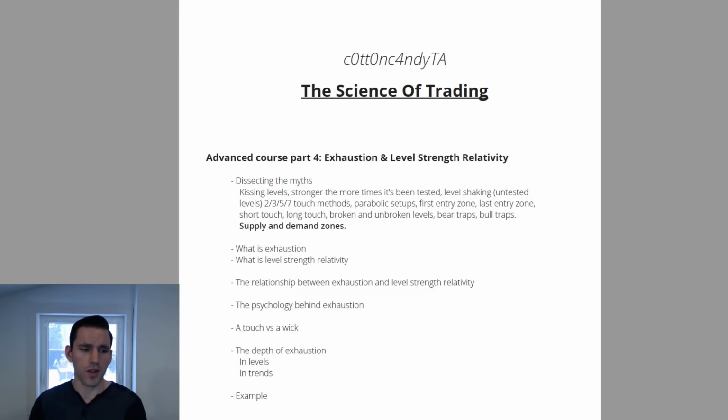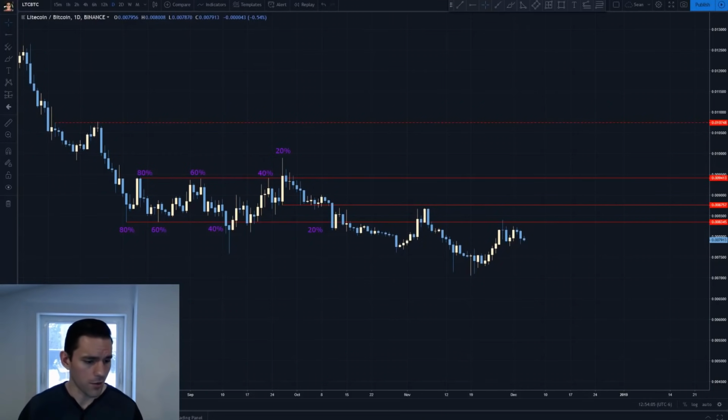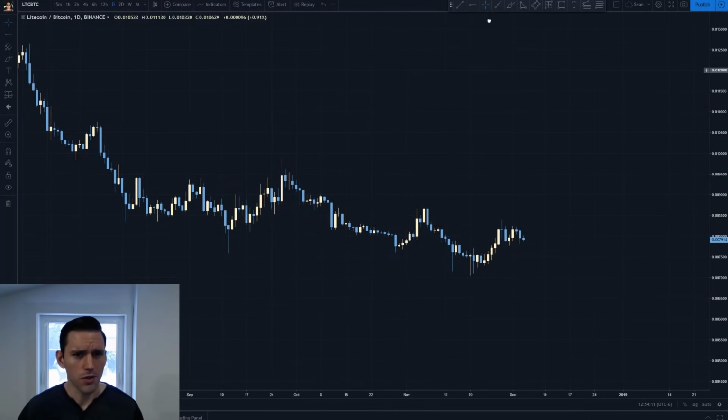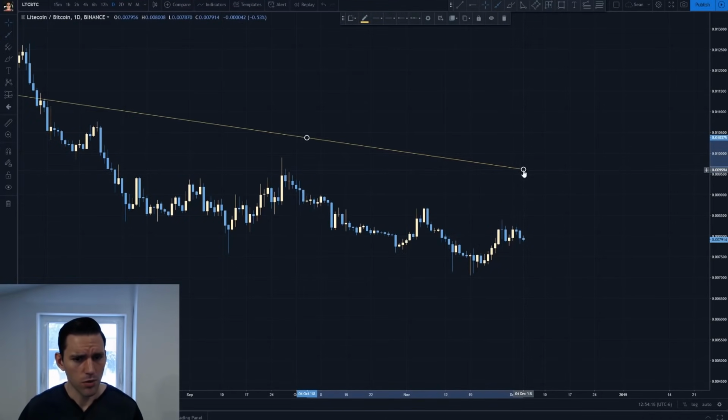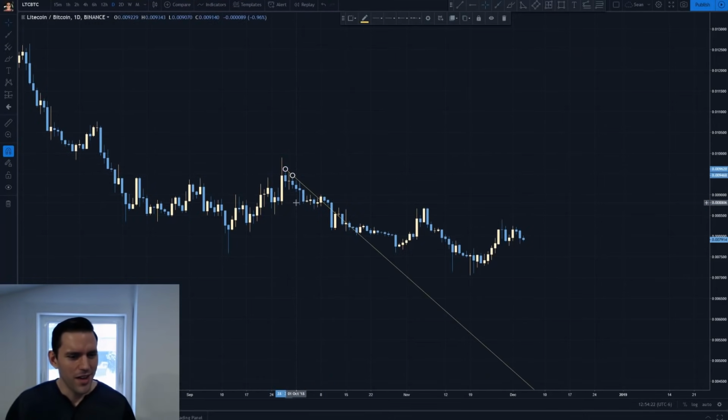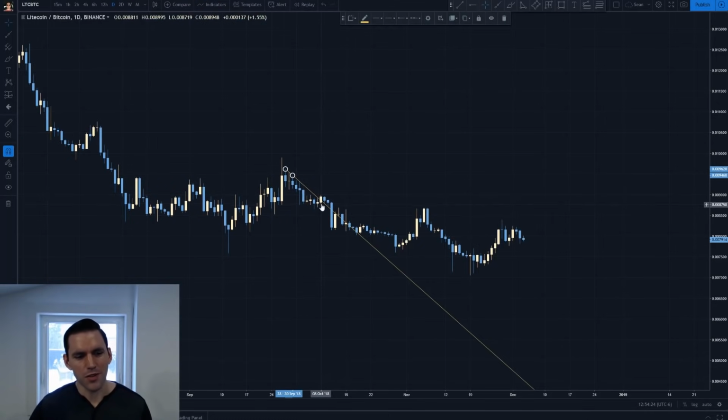Levels and trends. What we looked at today was the exhaustion of levels. Trends also have exhaustion. So when you have something like this, and we are just going to go into this very, very briefly, I'm going to clear this chart and draw one line. Whoa, that's not right at all. Magnet tool, down, start of a downtrend to the next swing high. This also has level strength relativity.